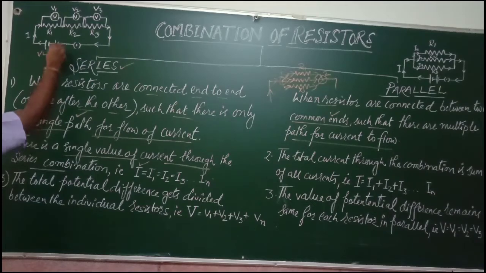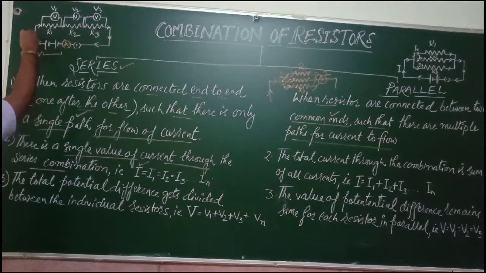So this is the battery combination of two cells. Now suppose the current flowing is I. This is I, which is measured by, suppose, an ammeter which is placed here. Now the ammeter has measured I amount of current.